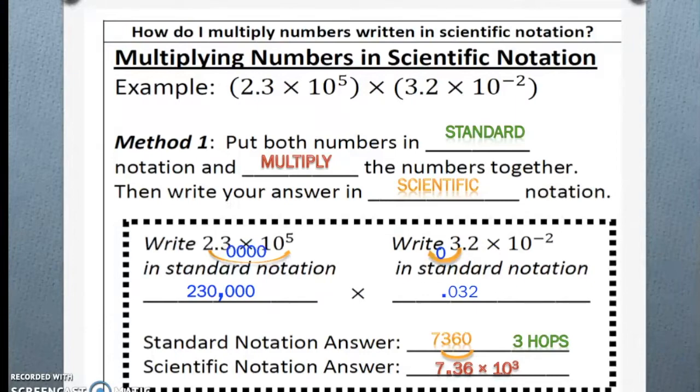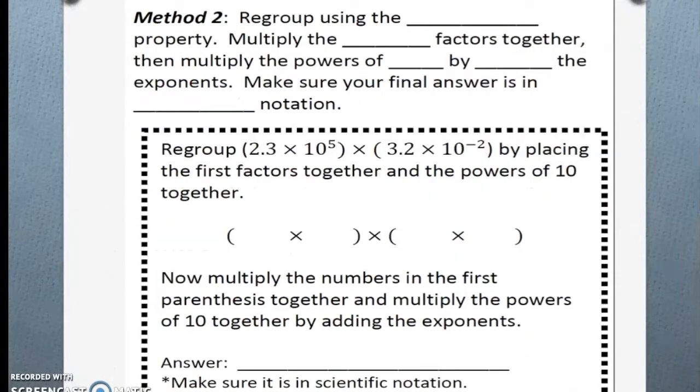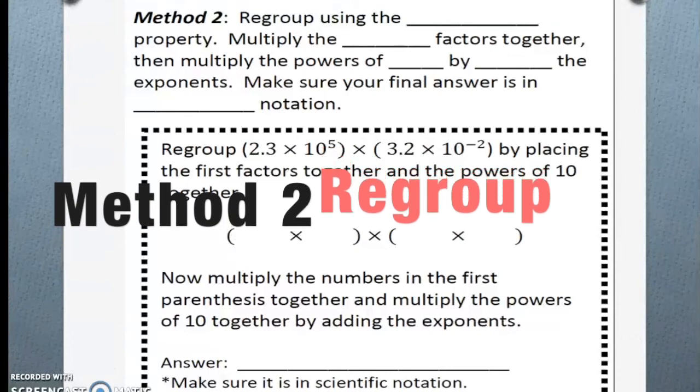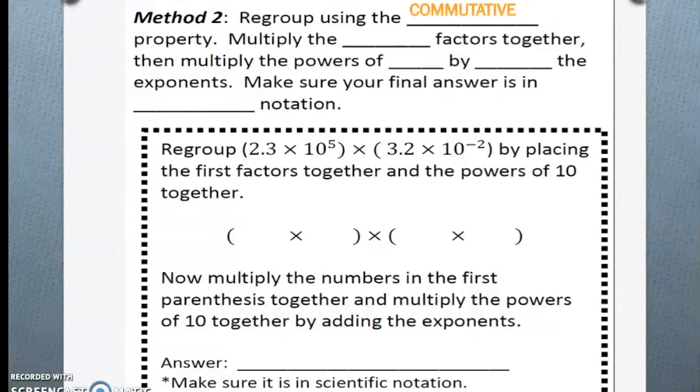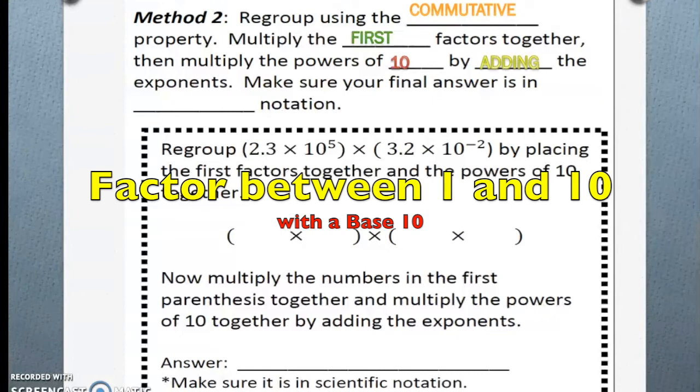Let's take a look at our second method. It wants us to regroup using the commutative property. Multiply the first factors together, which is our 2.3 and our 3.2, and then we're going to multiply the power of 10 by adding the exponents. Make sure your final answer is in scientific notation.